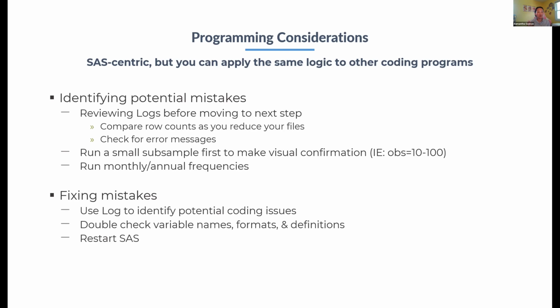So that's why I always say just try it small first if it's something that's a little bit new or different. And then you can also run monthly or annual frequencies, like in the examples that I showed, to get a better idea of where I am seeing this mistake happen.